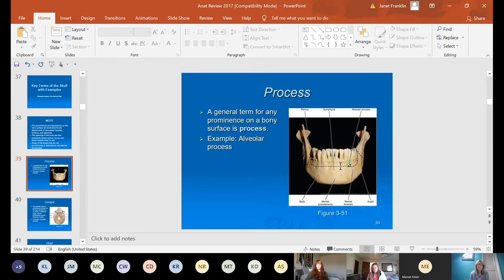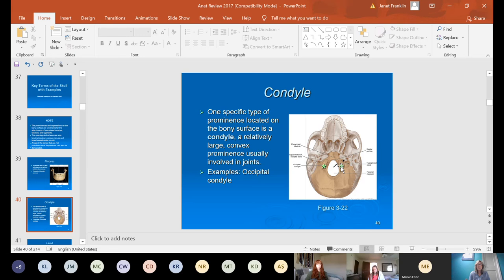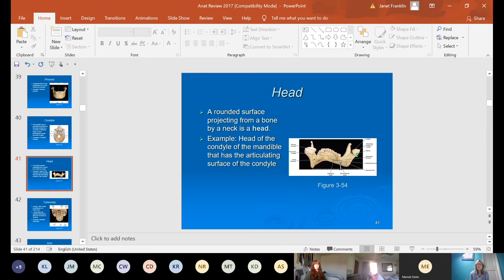One specific type of prominence located on a bony surface is a condyle, a relatively large convex prominence usually involved in joints. So you've got your occipital condyles. They are kind of rounded bony structures. That's where the vertebrae start, on the occipital condyles. A rounded surface projecting from bone by a neck is a head. So you've got the condyle and you've got the head of the condyle. Think of just a head, suspended by a neck.